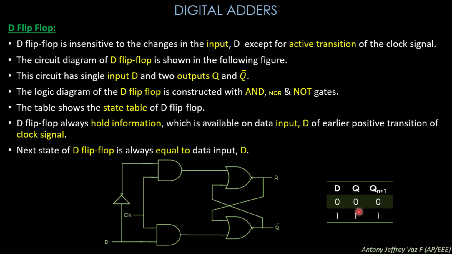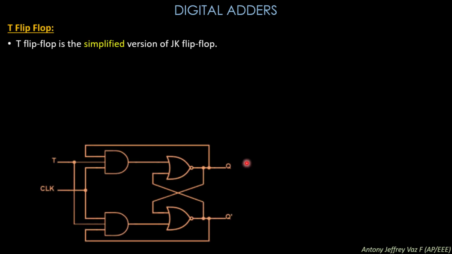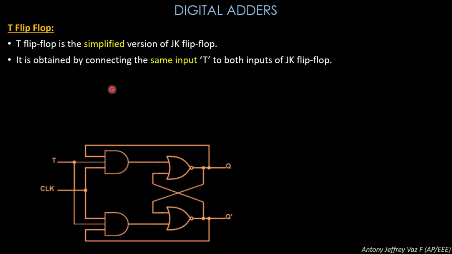From the table you may also state that the present state Q is equivalent to the next state Qn plus 1. The next type of flip-flop is the T flip-flop. The T flip-flop is the simplified version of the JK flip-flop. In the case of a JK flip-flop, you may have the same sequential circuit diagram, but the only difference is that you are going to apply only one signal. It is obtained by connecting the same input line T to both the inputs of the JK flip-flop.